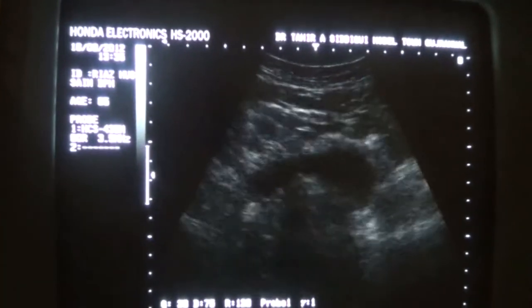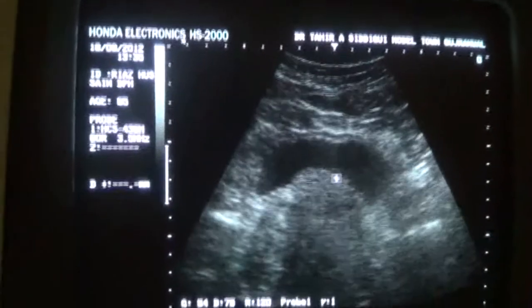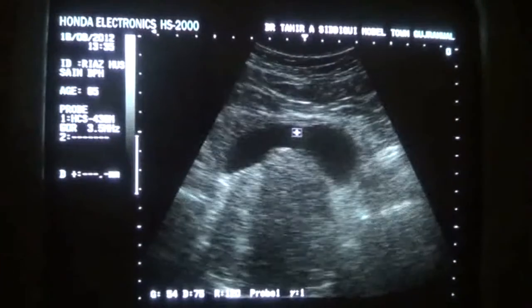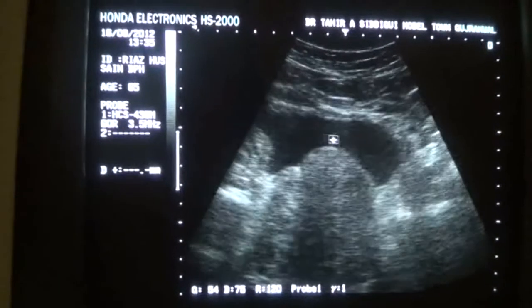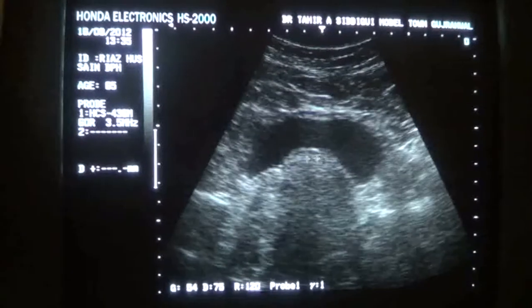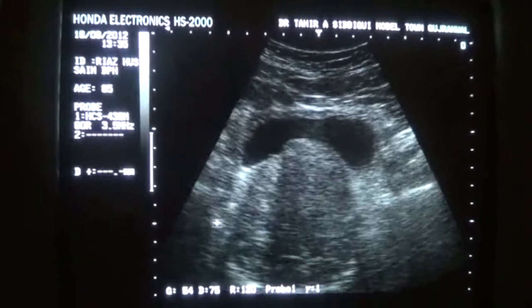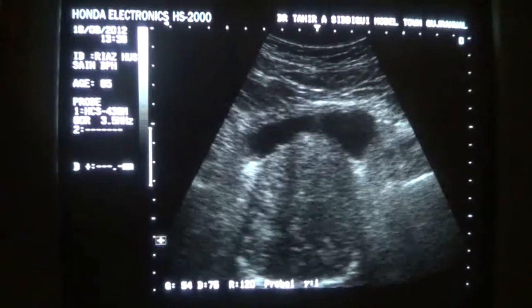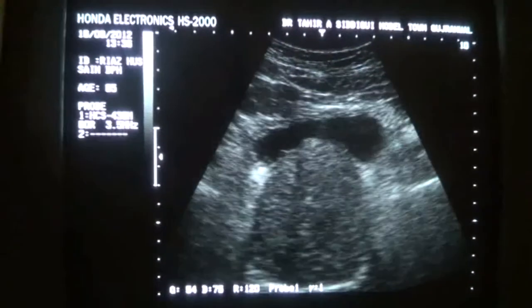This is the urinary bladder. This black portion is the urinary bladder in transverse section. And this echogenic solid area that you are seeing when I move the probe caudally is the prostate.